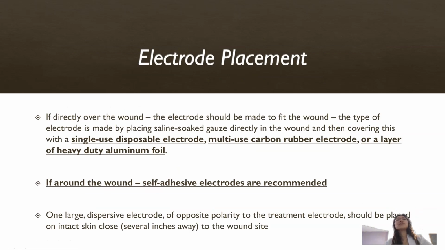Next. So, if directly over the wound, the electrode should be made to fit the wound. Okay, so the type of electrode is made by placing saline soaked gauze directly in the wound and then covering this with a single-use disposable electrode, multi-use carbon rubber electrode, or a layer of heavy-duty aluminum. So when we apply directly over the wound, hindi talagang yung electrode mismo. Okay, kailangan saline soaked gauze siya. So gauze, tapos bubuhusan niya ng saline.